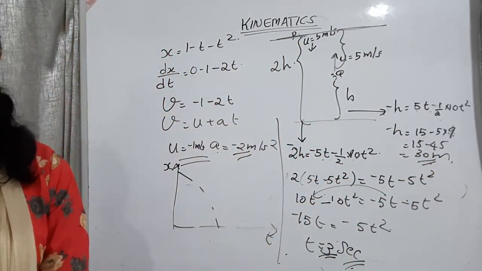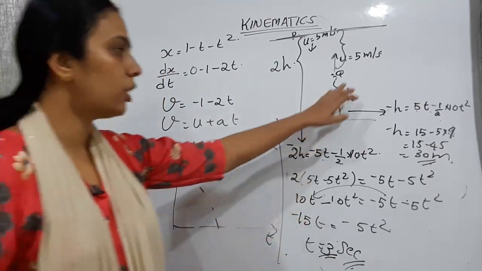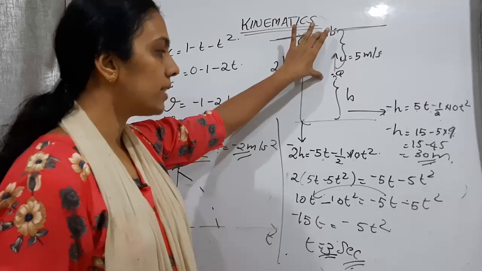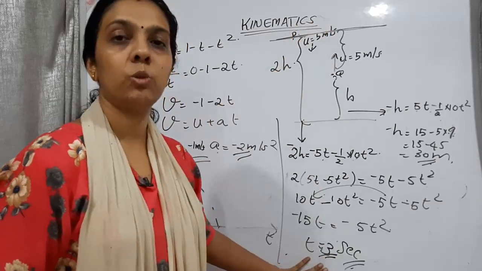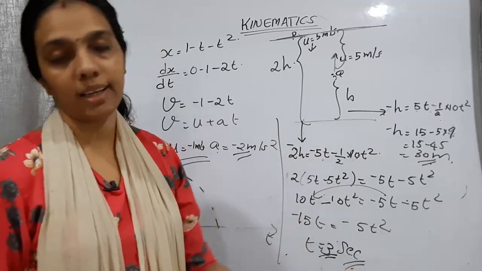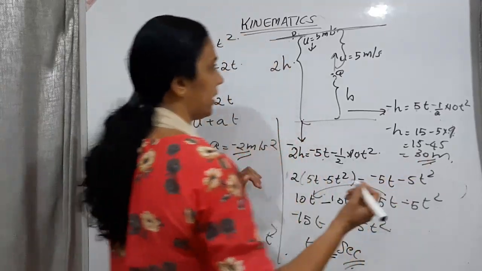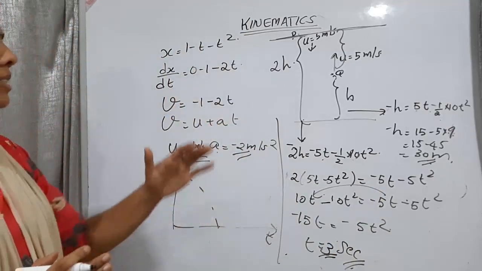It's correct. So both A and B are correct. In this question, the options were PQ equals 30 and the second option was t equals 3 seconds. Both A and B were correct. That was the option. So here both A and B are correct. I'll explain this question once more.